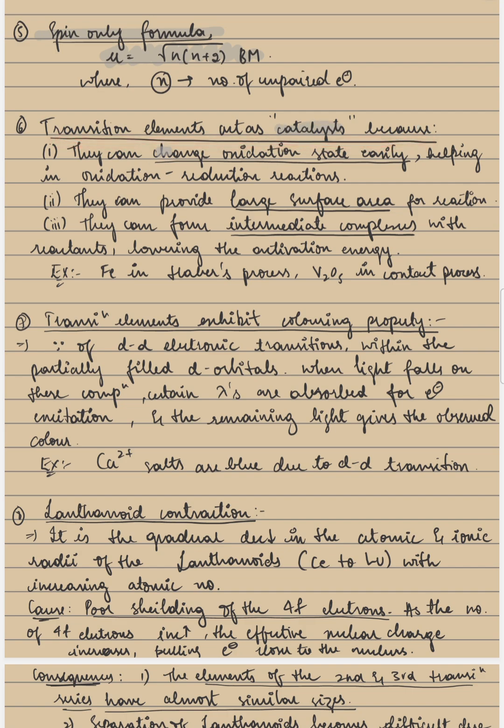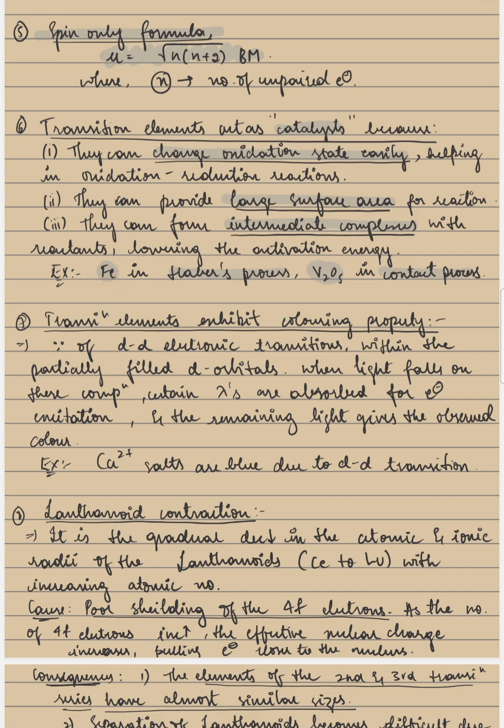The reasons are they can change oxidation state easily, helping in oxidation reduction reactions. They can provide large surface area. They can form intermediate complexes with reactants, lowering the activation energy. For example, iron in Haber's process and vanadium pentoxide in contact process. So the reasons are change in oxidation state easily, large surface area, intermediate complexes with the reactants, and lowering the activation energy.